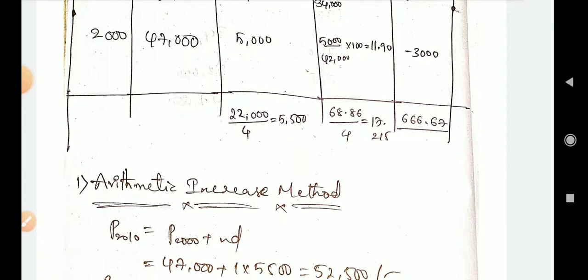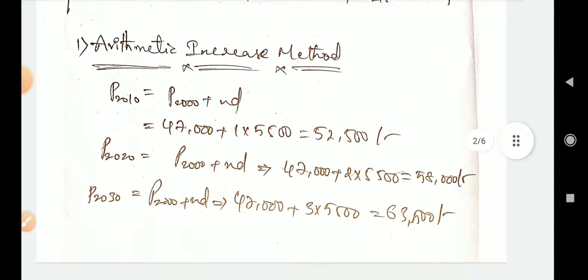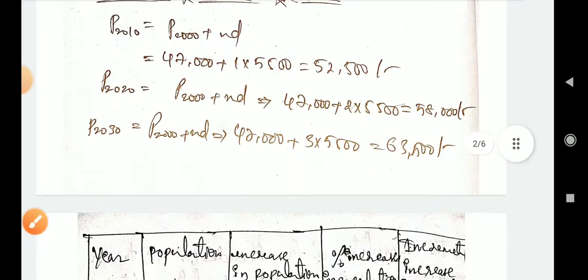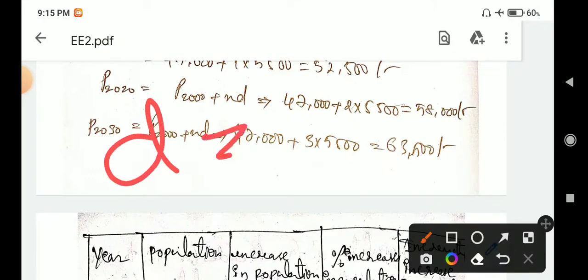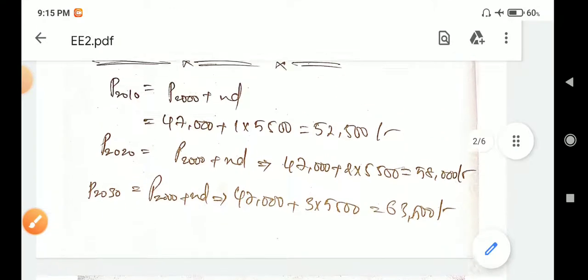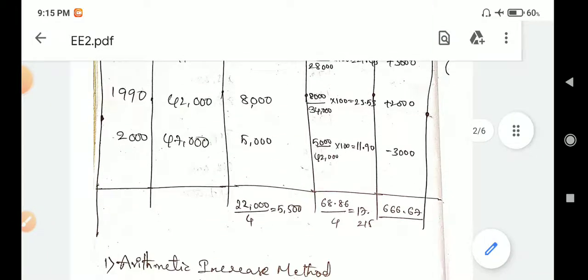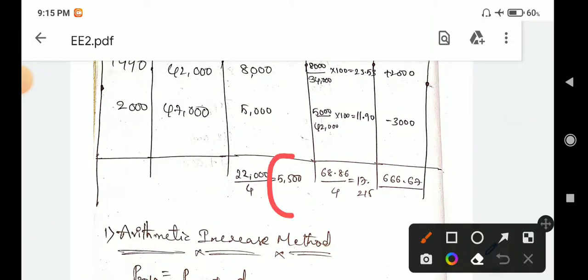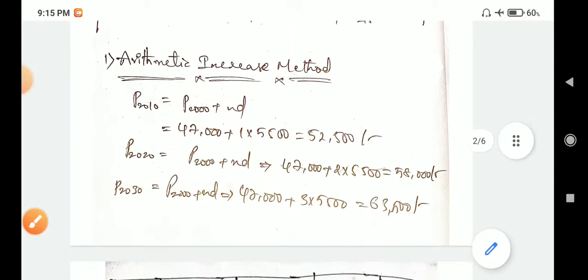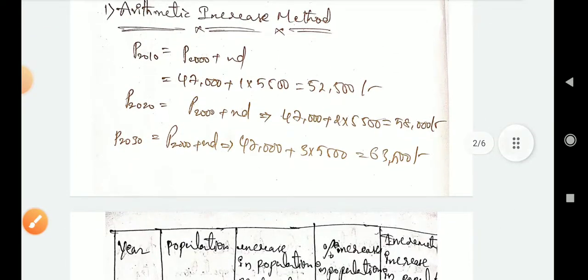In the arithmetical method, d is the difference between two populations. Here the difference is 5,000, and I am taking 5,000 as d. Then the first decade is 52,500, the second is 58,000, and the third decade is 63,500.